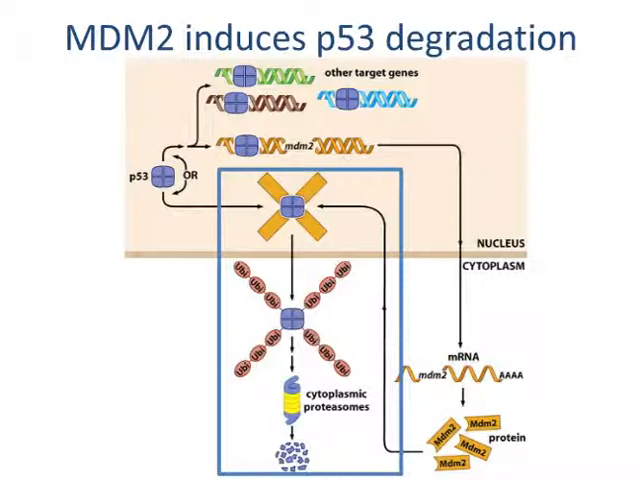The MDM2 gene is amplified in human tumors that maintain normal or wild-type p53. This leads to a loss of p53 function. Therefore, MDM2 is a proto-oncogene, and when overexpressed, is an oncoprotein.